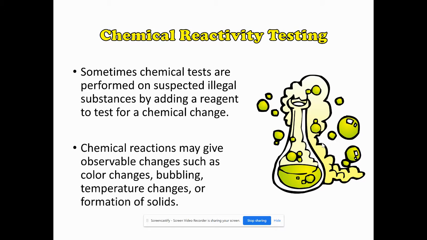Chemical reactivity testing. Sometimes tests are performed on suspected illegal substances by adding a reagent to test for a chemical change. Chemical reactions may give observable changes such as color changes, bubbling, temperature changes, or formation of solids. And so, well, color changes are the most common field test performed on the spot before you send it to a laboratory to determine, is it even worth testing this?